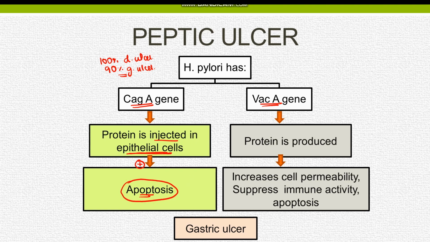Moreover, the VAC-A gene produces a specific protein which increases the cell permeability, suppresses the immune activity in the area, and also induces the apoptosis. It also inhibits the regeneration of the cells. Hence, there is a loss of balance between the cell death and cell regeneration. This imbalance ultimately leads to formation of a gastric ulcer, or if it is occurring in the duodenum, it results in the formation of duodenal ulcer.